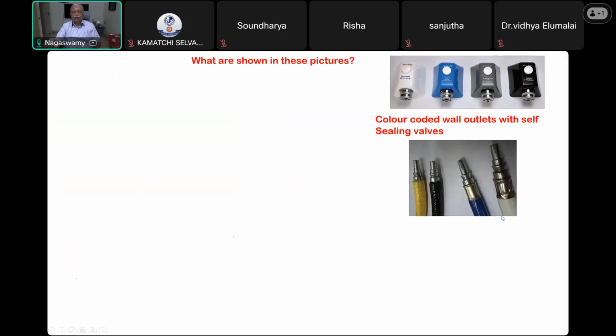What is this? This is the one which is going to go inside. Color-coded probes. Schrader probes. High pressure hoses with diameter specific probes. So this portion is called the probe. The diameter here at the neck will be different for different gases, so that you cannot interchange. You cannot put the oxygen hose into nitrous oxide or vice versa. Each one has a different diameter at the neck level. So this is a color coded high pressure hose with a diameter specific probe.